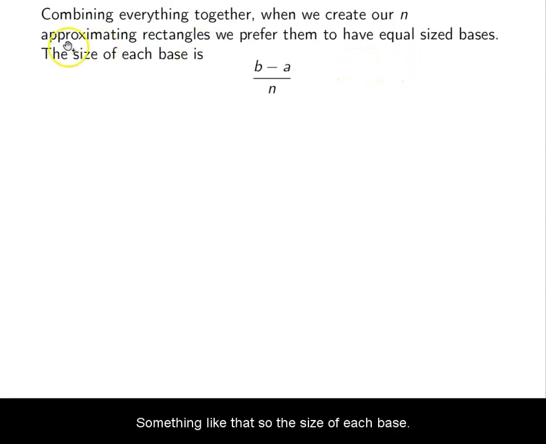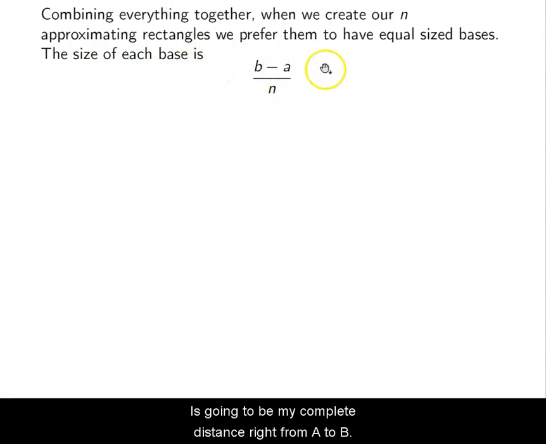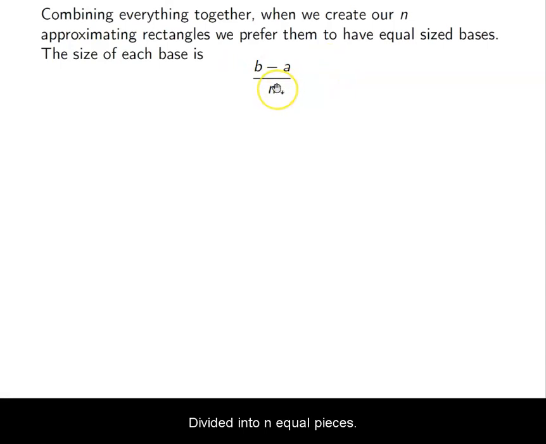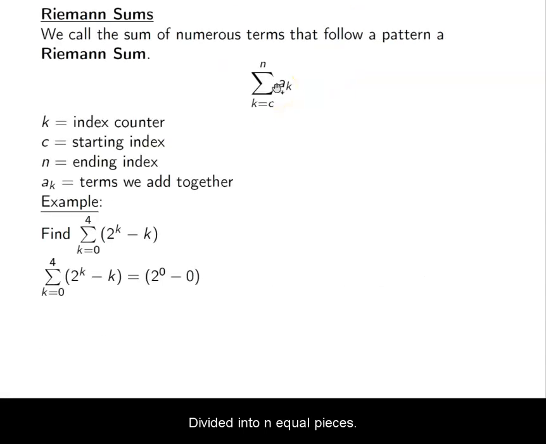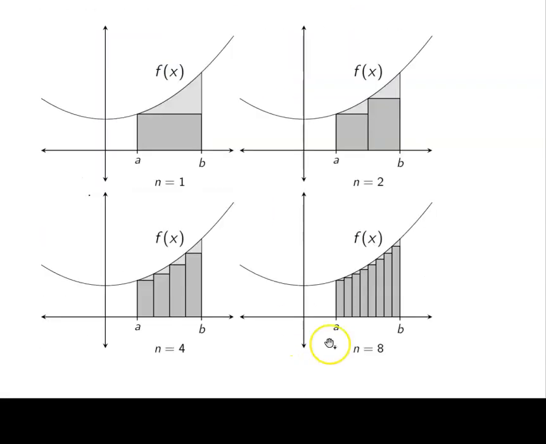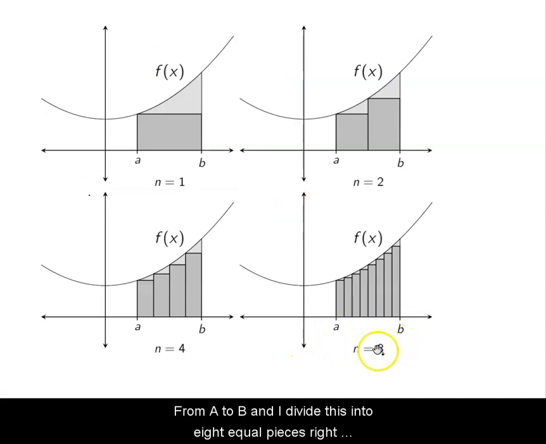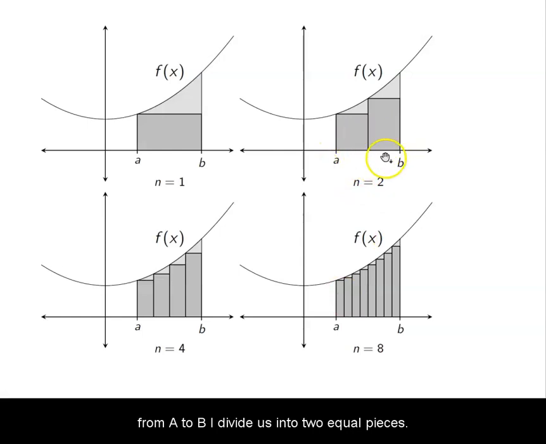So the size of each base is going to be my complete distance from a to b divided into n equal pieces, right? So that should make sense. From a to b, I divide this into 8 equal pieces. From a to b, I divide this into 2 equal pieces. a to b into 4 equal pieces.